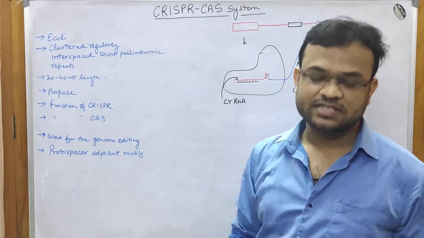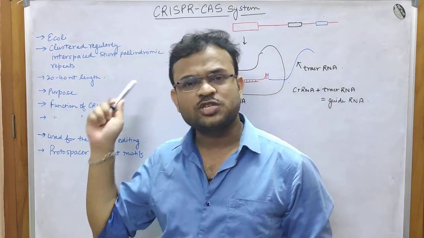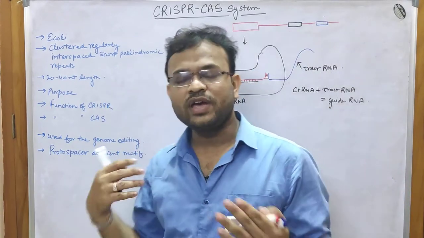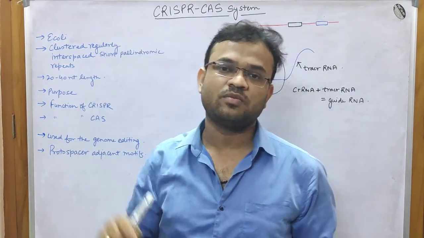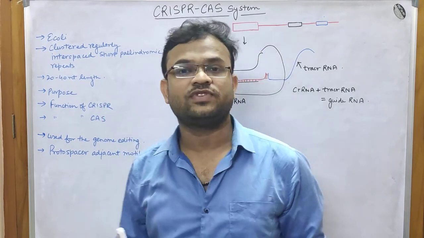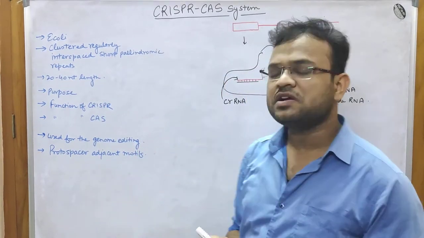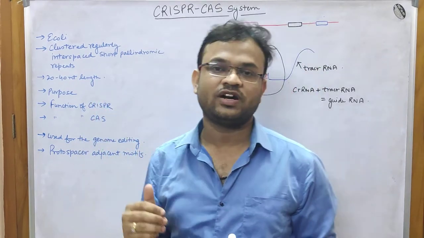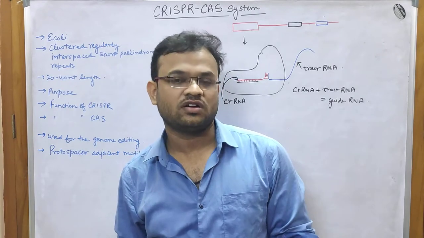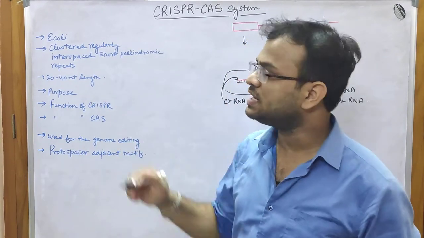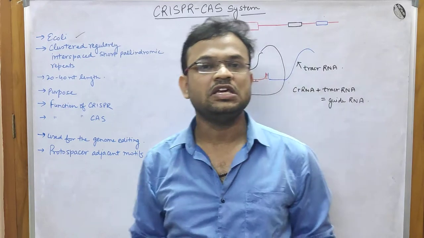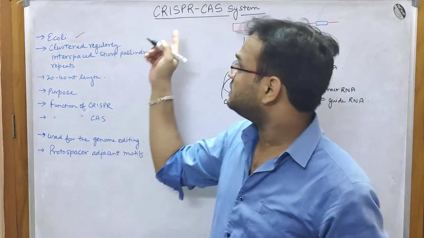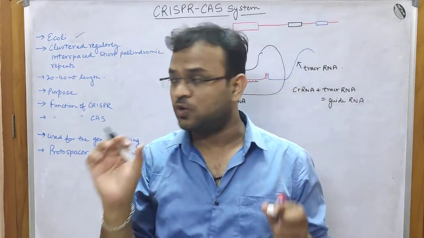So CRISPR-Cas systems, right? Let us understand when, why, or from where this system comes from, what is the origin, where it was first found. This CRISPR-Cas system, that is a mouthful of a name, and when I get into the details you will find out that it has a very long name. So the CRISPR-Cas system was first found in E. coli.